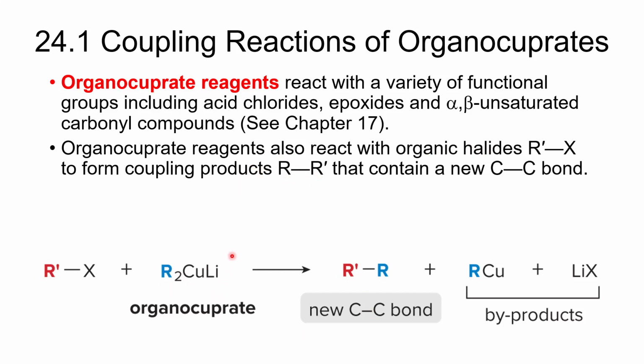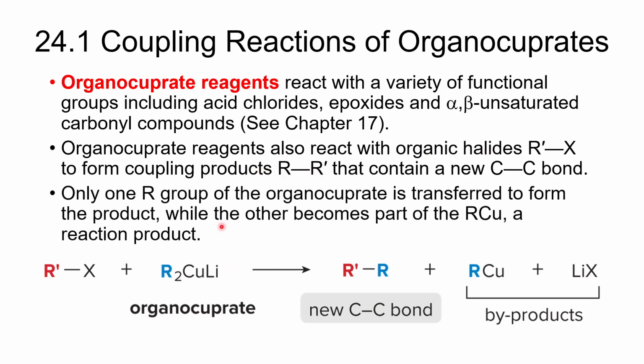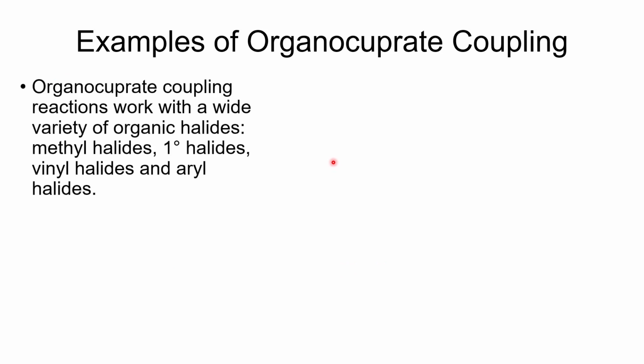But we can take organic halides and make these new carbon-carbon bonds with organocuprates. So when we do this, one of the R groups on the organocuprate is transferred to make the new bond with the carbon, and the other one isn't. It's essentially not going to be used. So you only use one of the two carbons on here. All right, so when we're doing this, let's look at a couple of examples.